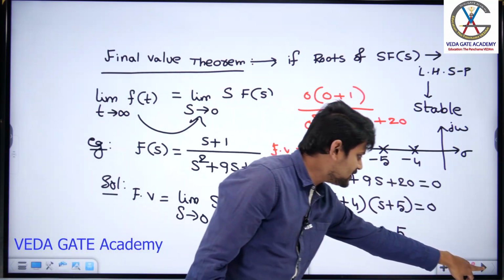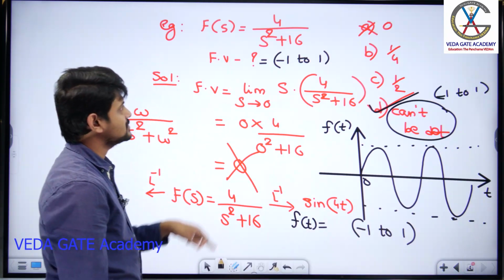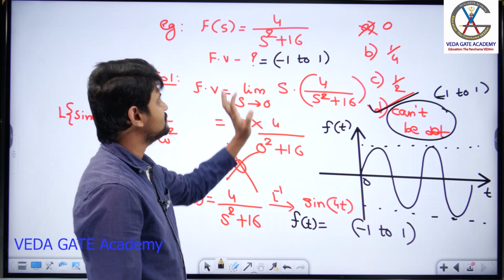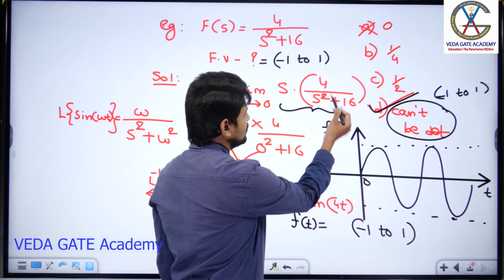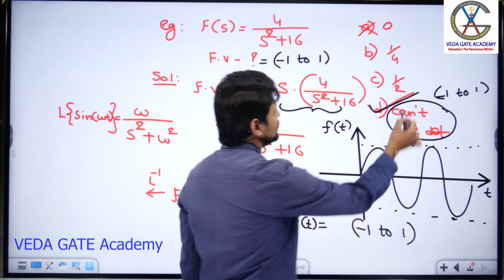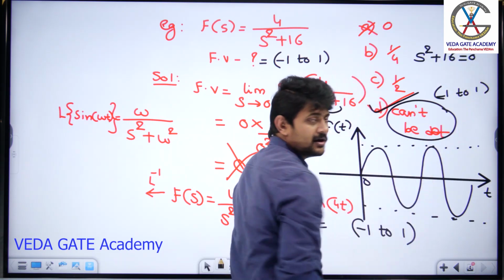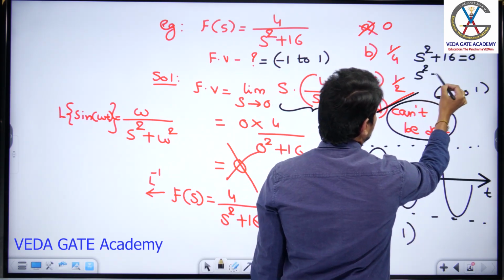Whereas if you see the next example, can you tell me what the roots of s into f of s are? After multiplying s with f of s, you get this function. For this one, what are the roots? You have to make the denominator 0. What is the denominator here? s square plus 16 equal to 0, right? From here, you get s square equal to minus 16.